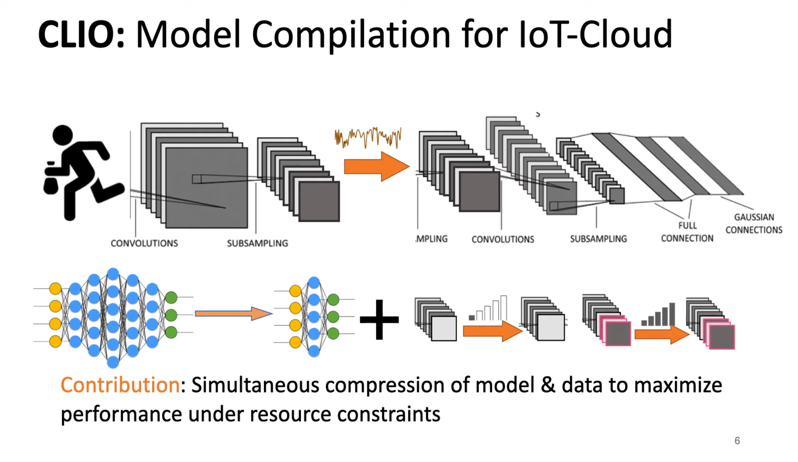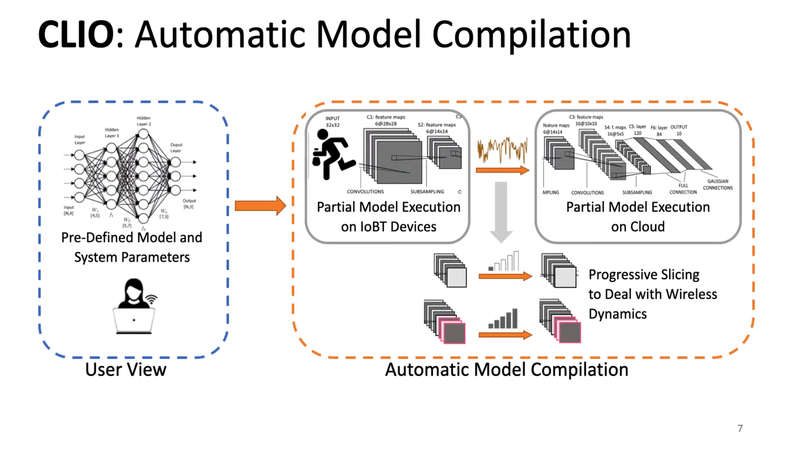What we do in CLIO is to simultaneously leverage both model compression and data compression so that we can find the optimal way to take a large deep learning model and partition it to deal with resource constraints and variations in bandwidth. This is the overview of our automatic compilation pipeline. From the user's perspective, we only need predefined models and system metrics such as target latency, energy, or throughput. CLIO will automatically partition the model into different parts and use progressive slicing to deal with the network dynamics.